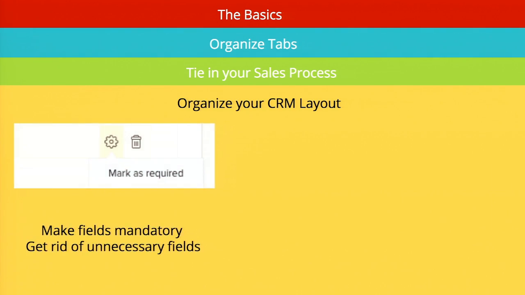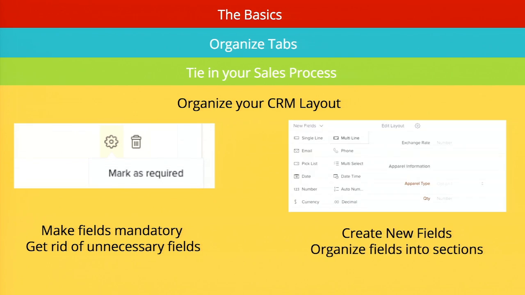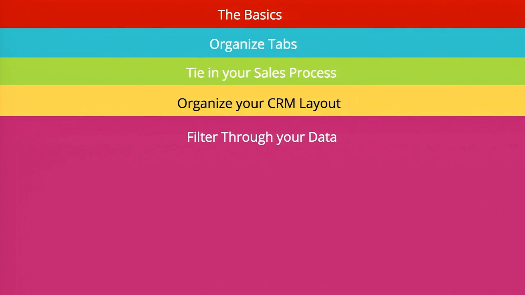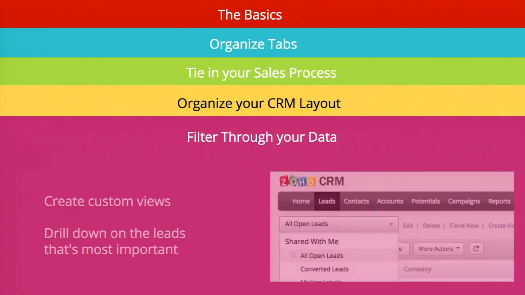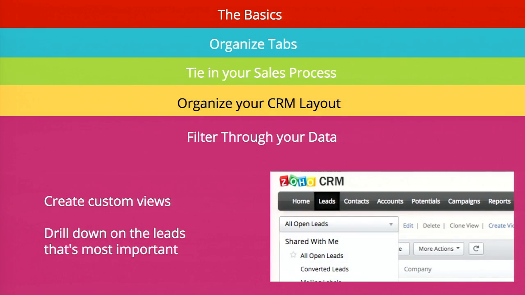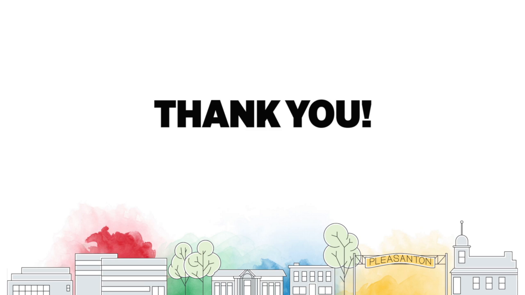And then we also talked about organizing your layout. So making some fields required, and then also creating new fields and organizing them into different sections. And the last thing that we talked about here is filtering through your data. So creating different custom fields or custom views and filters to drill down on some of the leads or some other data that you might have in the system. Okay, so that's pretty much it.